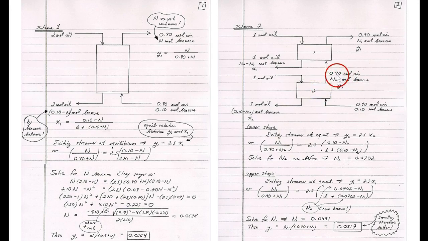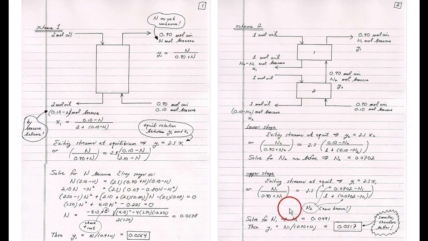This gas that's leaving stage number 2 is the input to stage number 1. So I do another single stage absorption process. This time the moles of benzene entering were 0.0702. Same kind of story. The moles of benzene here I call N1. So I again apply the equilibrium relationship. Y is 2.5 times X. Again solve a quadratic equation similar to this and come to the conclusion that N1 is 0.0491. So there's 0.0491 moles of benzene leaving the upper stage. And when I compute the mole fraction, I get 0.0517.